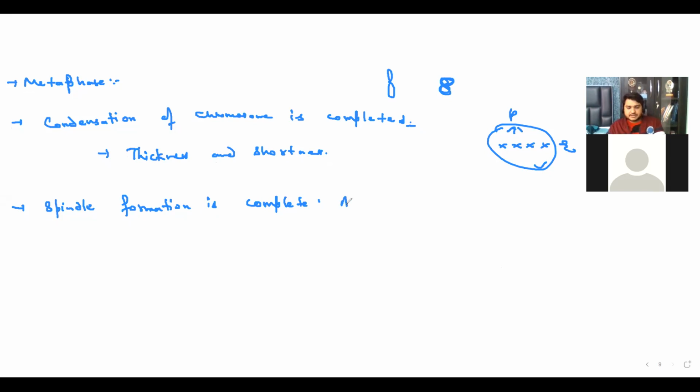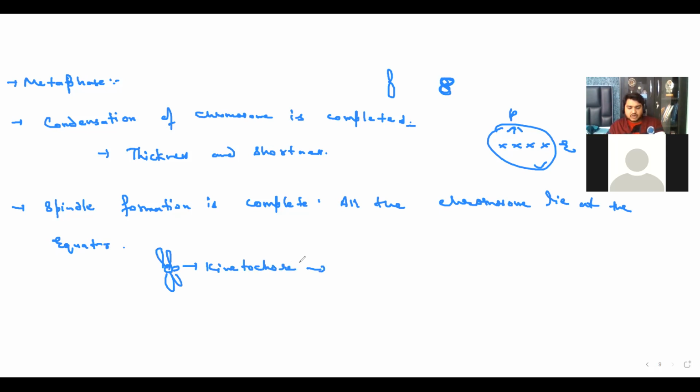The spindle. So all the chromosomes lie here, at the equator, and they are attached with the spindle fibers, right? Can you tell me, there is a kinetochore structure at the centromere, right? This is known as the kinetochore. So this kinetochore will attach to what? The spindle fiber. So this will attach to the spindle fiber. Remember that.